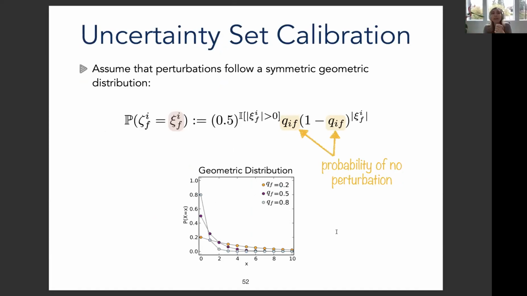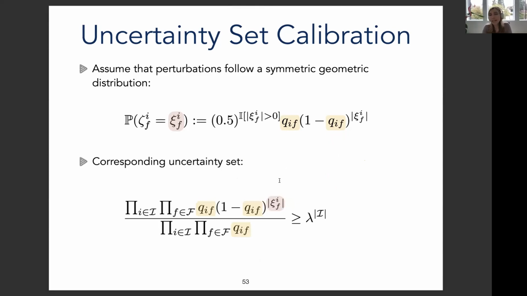So earlier I talked about our uncertainty set, but I didn't mention how to calibrate it. Here we propose an idea for calibrating the uncertainty set based only on knowledge of the probability that our data will not be perturbed. If all I know is the probability that, for a given data point and feature, the data point will not be perturbed, it makes sense to assume that our perturbations follow a symmetric geometric distribution. What this says basically is that Q_if is the parameter of our distribution. The larger Q_if, the greater the probability of certainty. The smaller Q_if, the lower the probability of certainty, and this gives us a probability for each realization of the shift. We can then set up a hypothesis test, and this gives us an uncertainty set once we fix the parameter of that test.